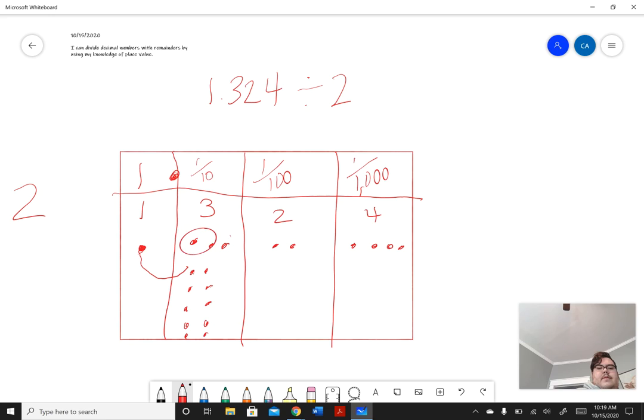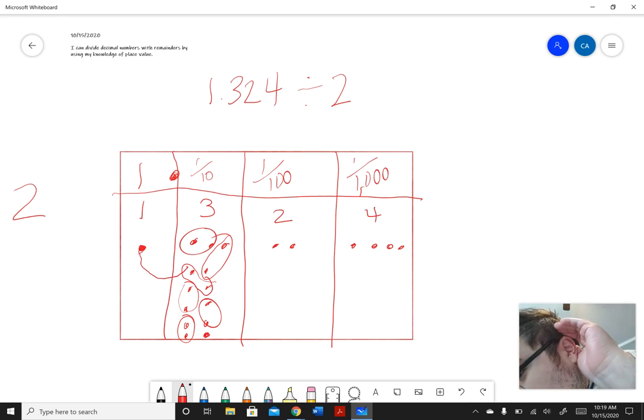Here's a group of 2. Here's a group of 2. Here's a group of 2. Here's a group of 2. Here's a group of 2. Here's a group of 2. Oh no. Oh, I'm left with 1. What am I going to do?